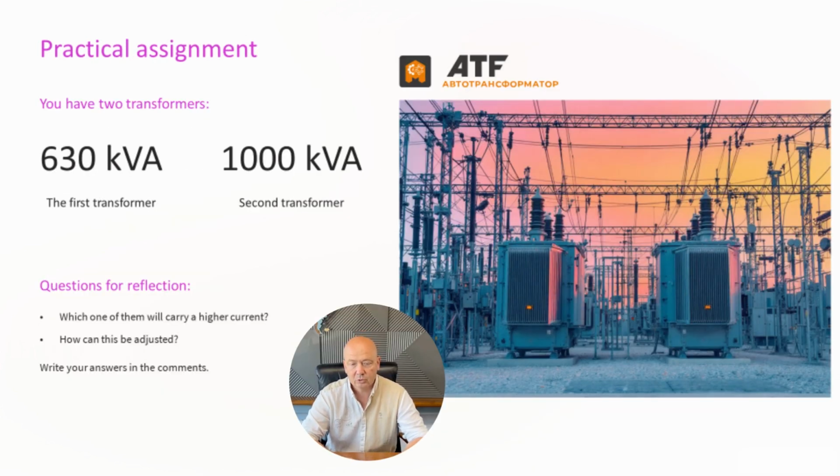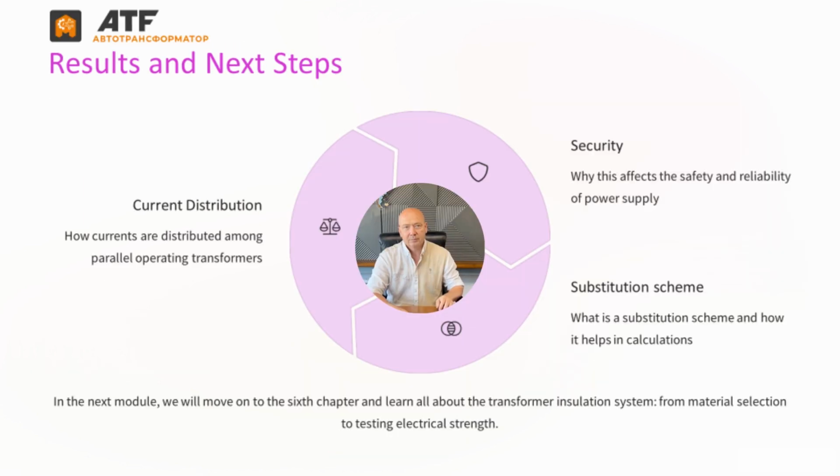Practical task. You have two transformers operating in parallel. The first one is rated at 630 kilovolt amperes. The second one is rated at 1000 kilovolt amperes. Which one will carry more current? How could the current be equalized? Write your answers in the comments.